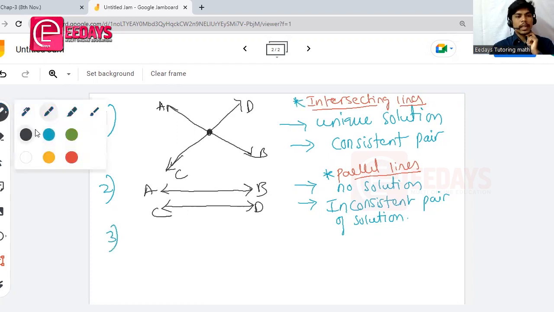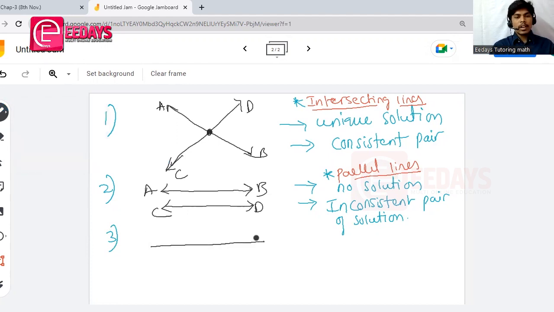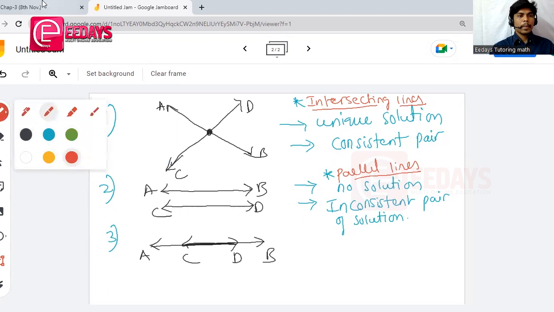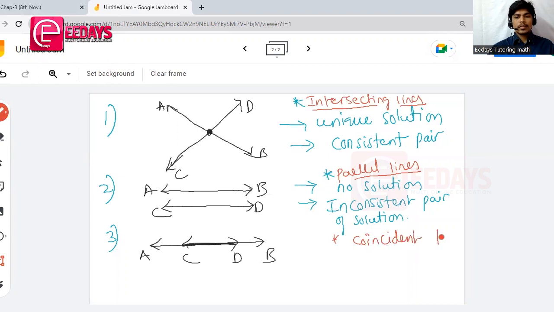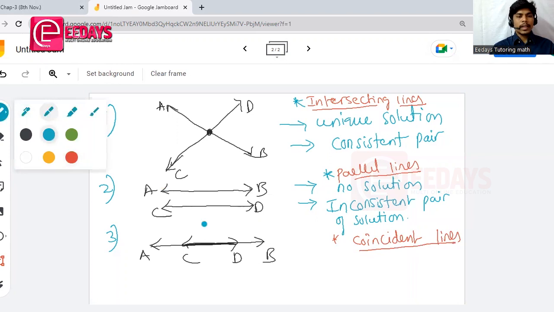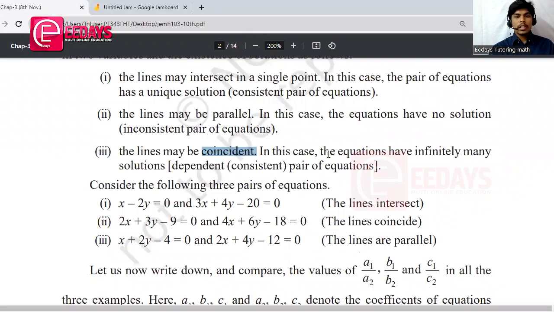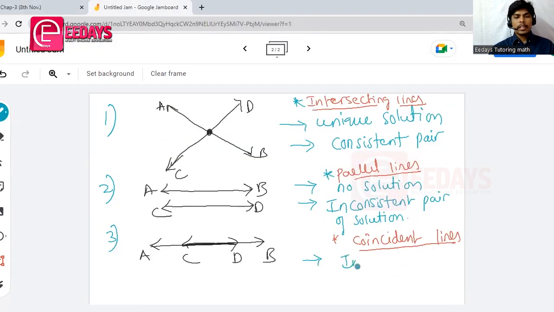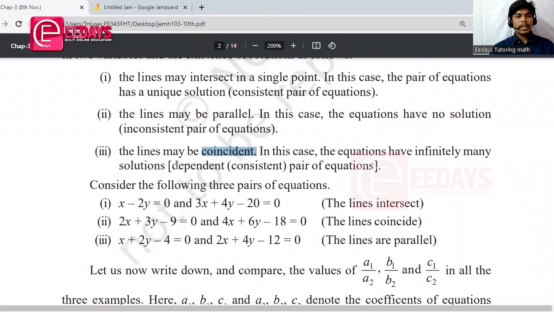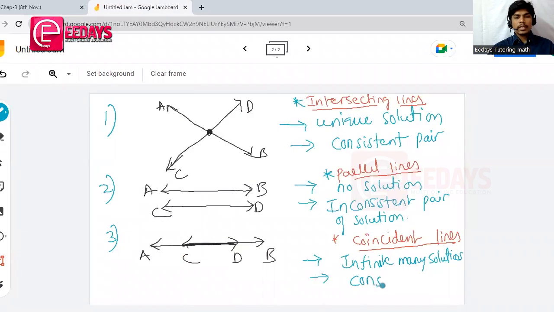Now, what is the third case? How can you represent the lines? If a line overlaps the other, or is coincident with it, this line is AB and another line you just draw over it like this, this is CD, overlapping each other. We call these coincident lines. Take notes of the important points; I'm compressing the complete textbook part and showing the solution. In that case, the equations have infinitely many solutions, and the pair is dependent and consistent.